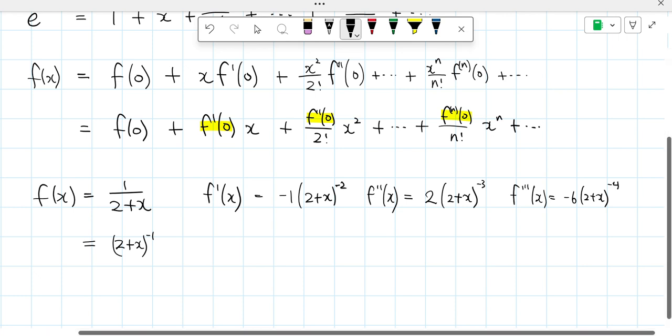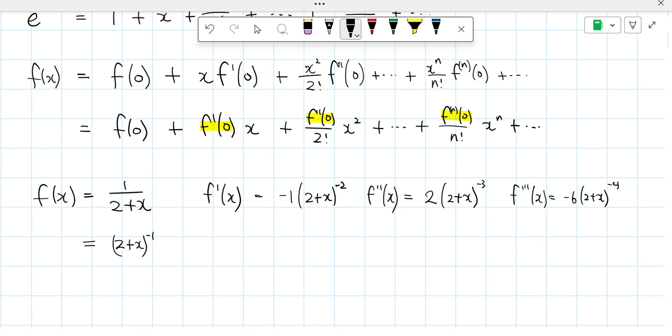Oh man, oh man. Well, we'll pause there. Am I actually interested in f prime of x and f double prime of x and f triple prime of x? No. What am I interested in? That of 0. Right.